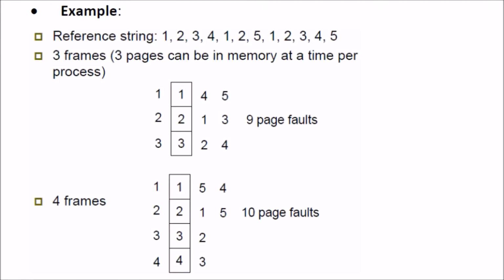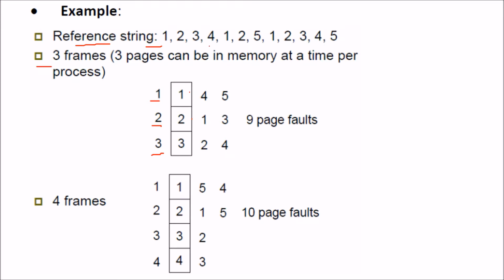As you see here, we have a reference string. These are, say, the pages. We have 3 frames, so these 3 pages can be in memory at a time per process. If 1, 2, 3 come, 1 will be placed here, 2 here, 3 here, because there is no page inside the frames. So there will be 3 page faults.